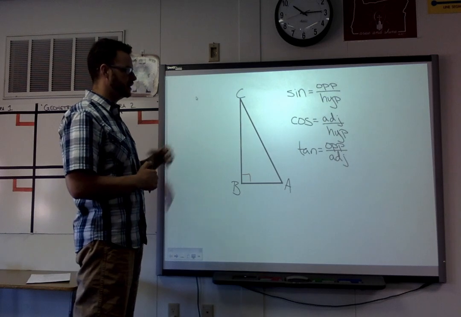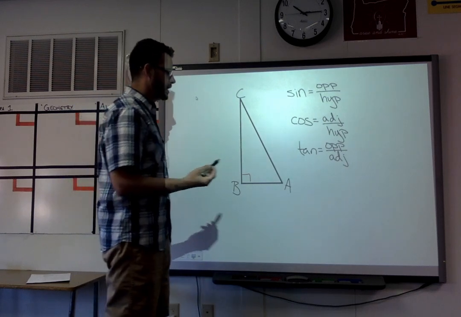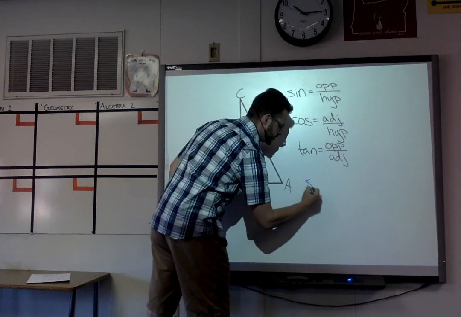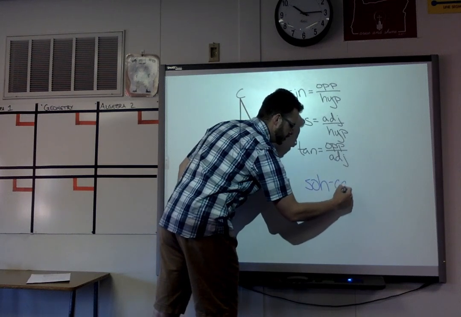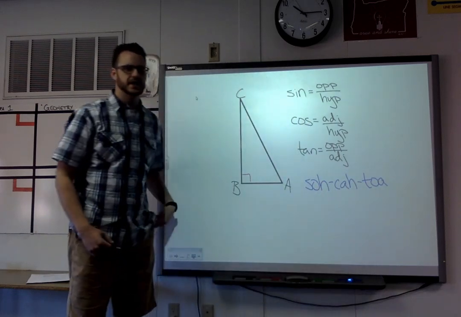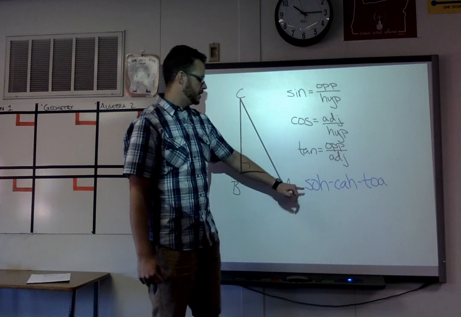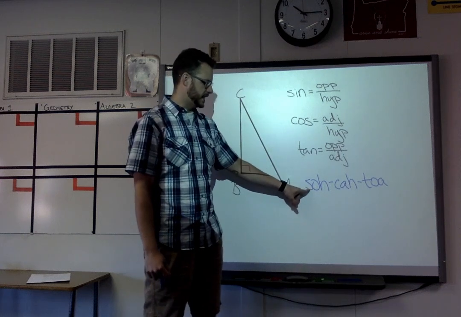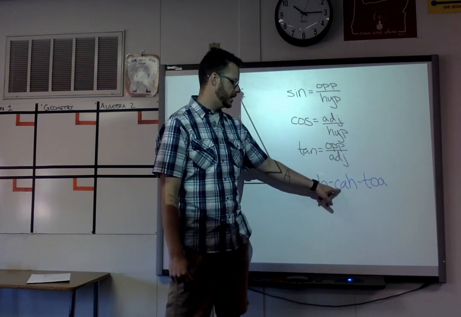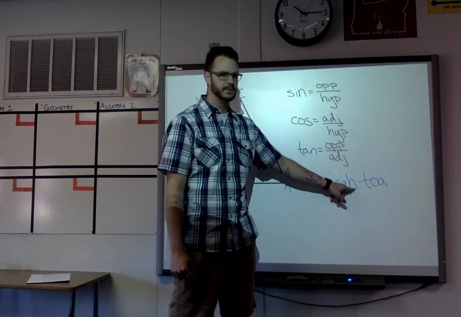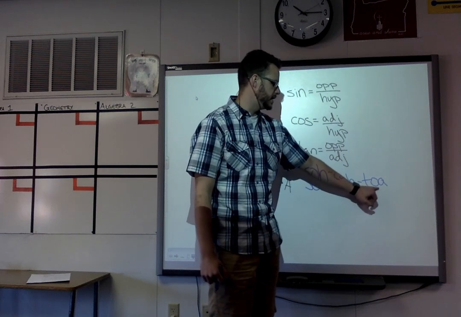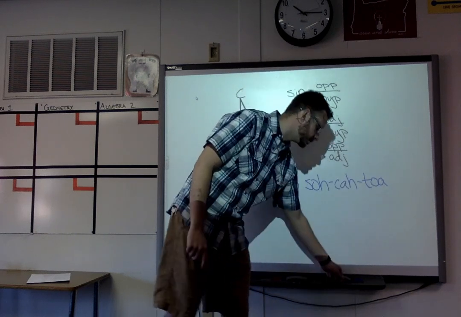And the way that we can remember which one to use is through what's called SOHCAHTOA. And we write it out just like that, SOHCAHTOA. So SOH, for sine, is the opposite over the hypotenuse. CAH, cosine, is the adjacent over the hypotenuse. And TOA, the tangent, is the opposite over the adjacent.